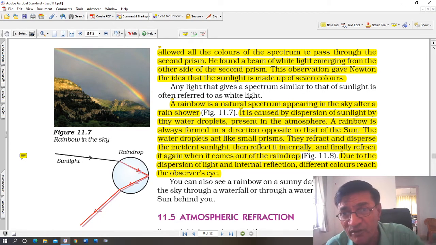It was Newton who first said that sunlight is actually made up of 7 colors. It appears white to us. Any light that gives a spectrum similar to that of sunlight is often referred to as white light.